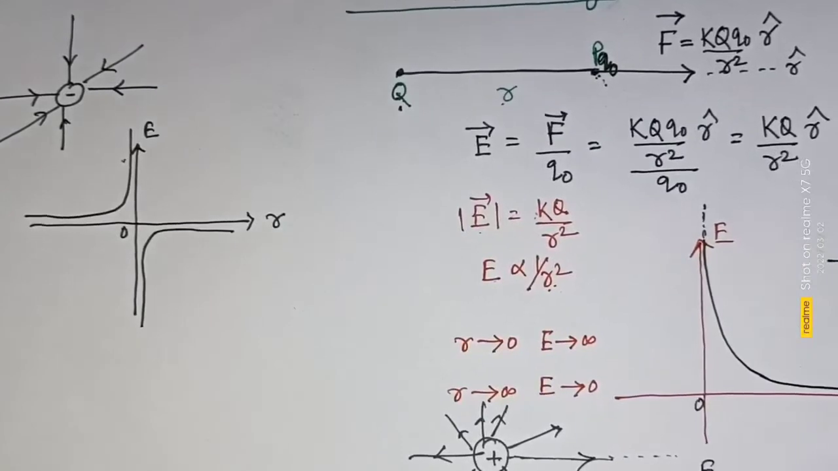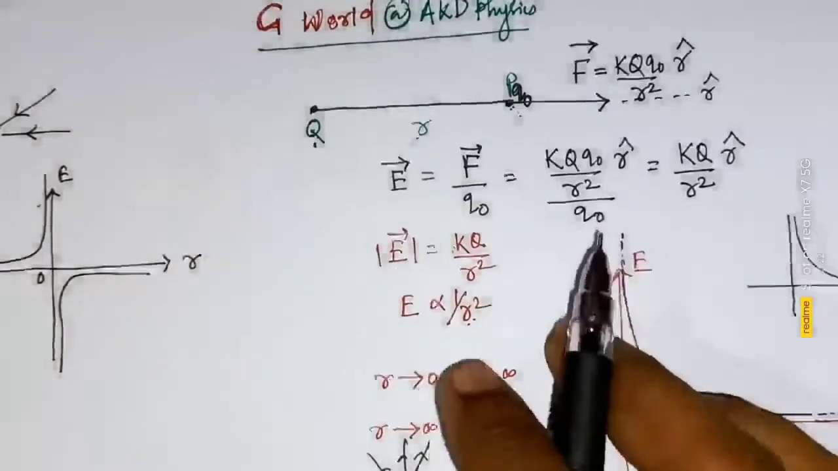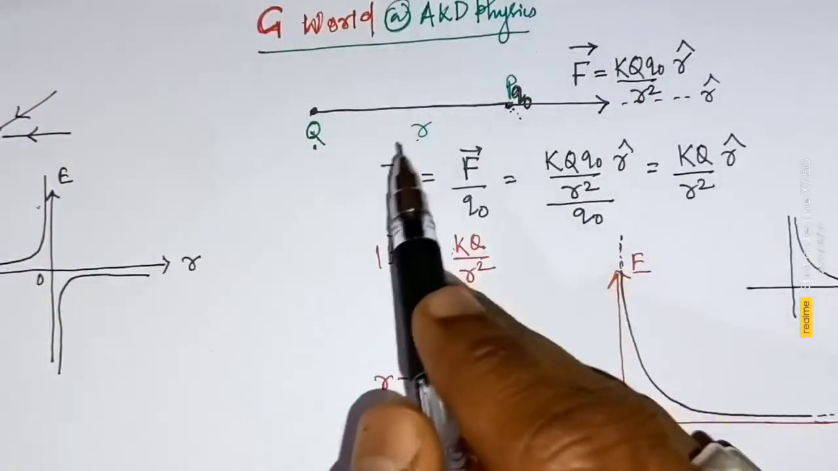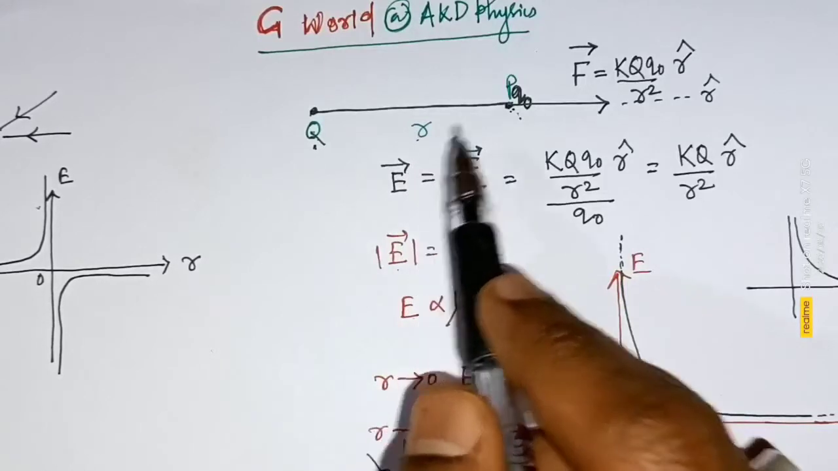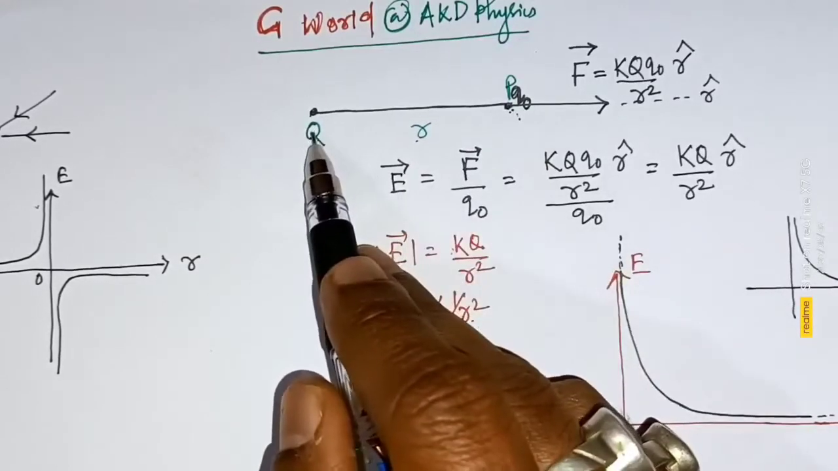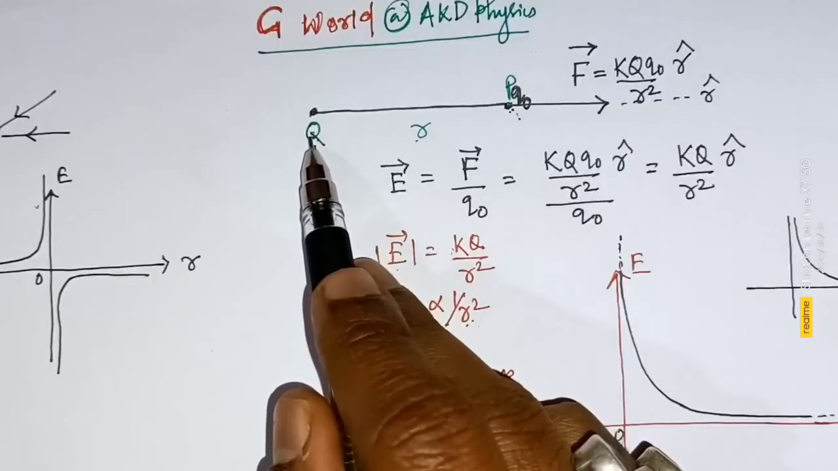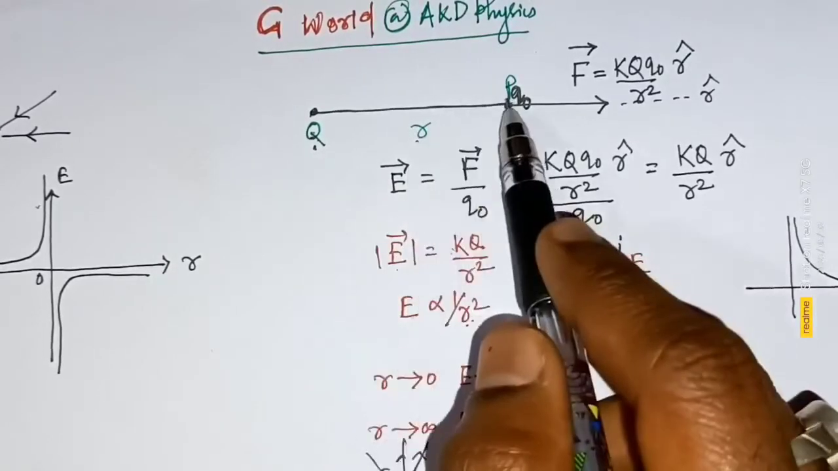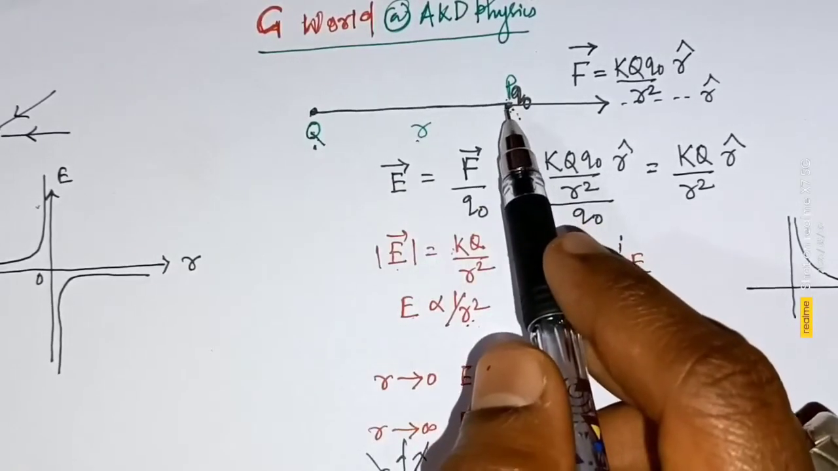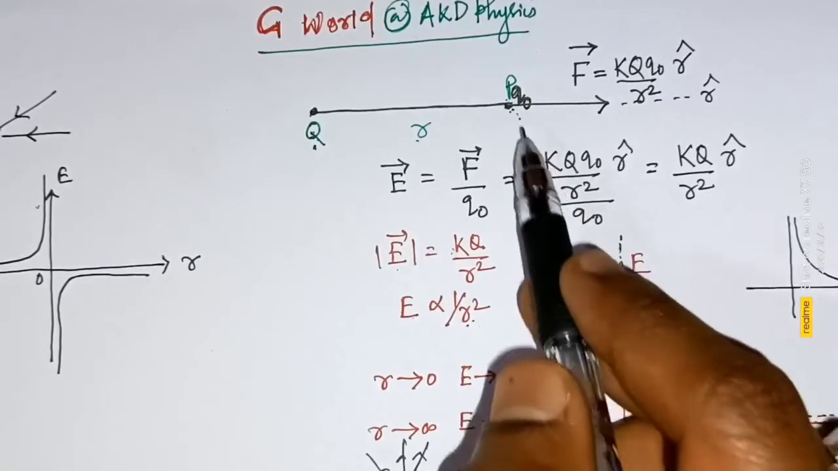Let me discuss one more time. What we have done here, we are finding the electric field intensity due to a point charge. I placed a point charge at a distance r at point P. I need to find my expression of electric field intensity.